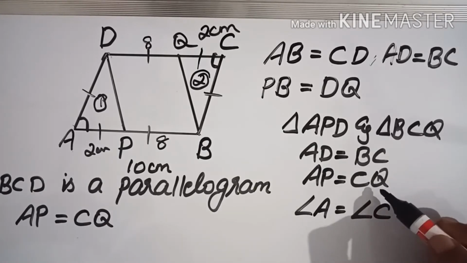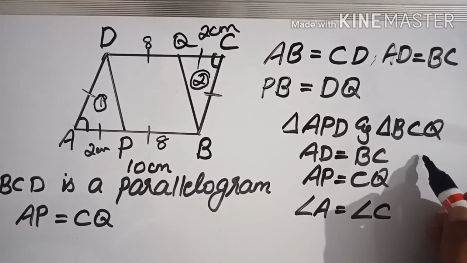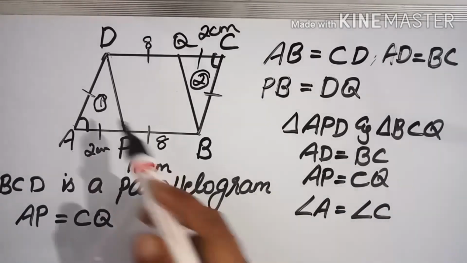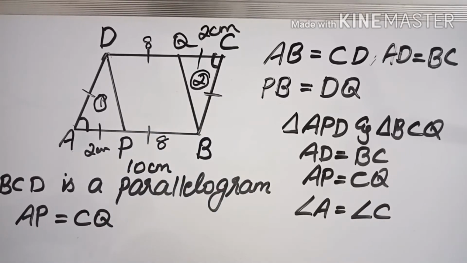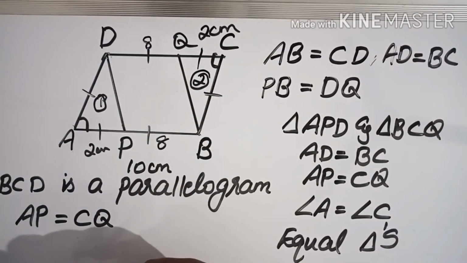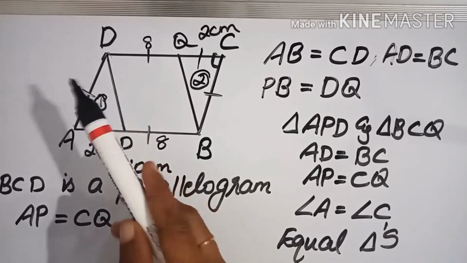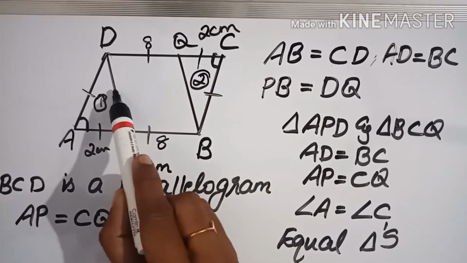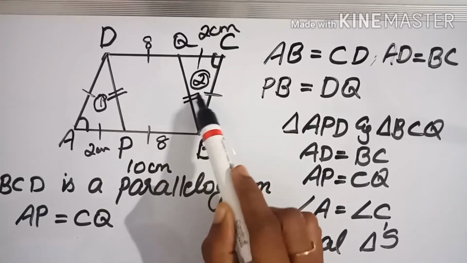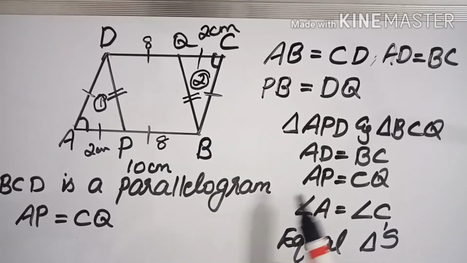So two sides equal, in between angle equal. So side, two sides and angle, SAS. So according to that property, we can say that these two triangles are what? Equal triangles. Okay, triangle APD and triangle BCQ are equal triangles. Now for equal triangles, sides opposite to equal angles will also be equal. Sides opposite to equal angles. So angle A's opposite side is what? DP. Okay, now angle C's opposite side is what? BQ. So these two sides are also equal. So we got DP and QB are also equal.